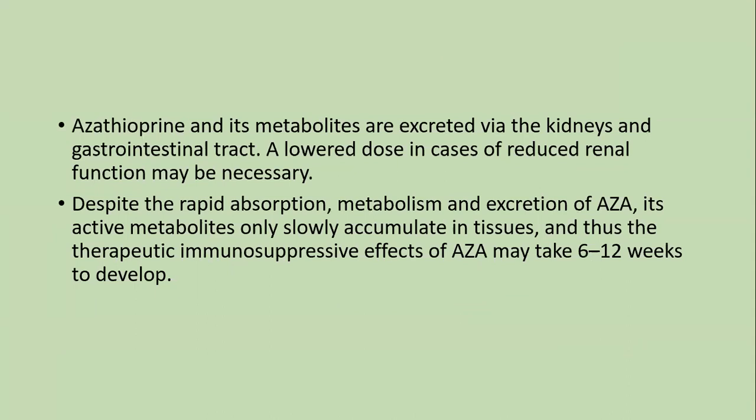Azathioprine and its metabolites are excreted via the kidney and GI tract. A lower dose in case of reduced renal function is necessary. Despite a rapid absorption, metabolism, and excretion of azathioprine, its active metabolites only slowly accumulate in tissue, and thus the therapeutic immunosuppressive effect of azathioprine takes about 6 to 12 weeks to develop.